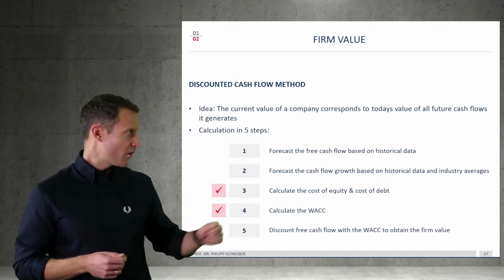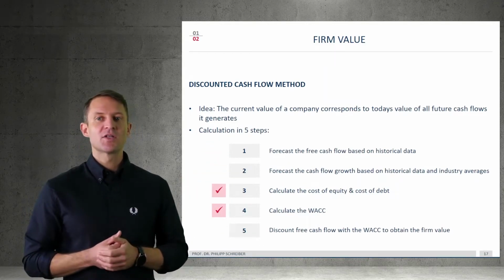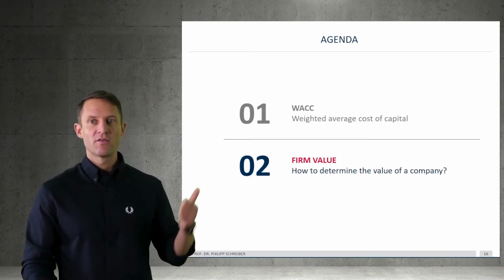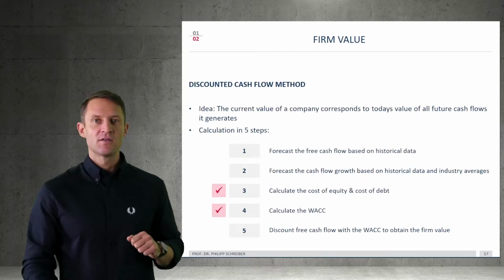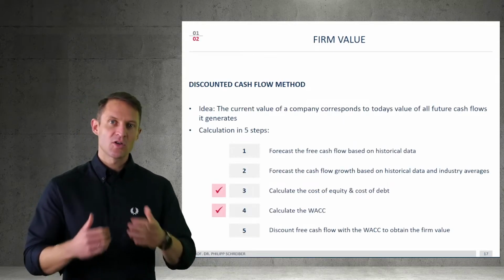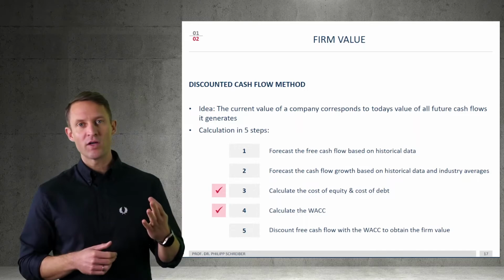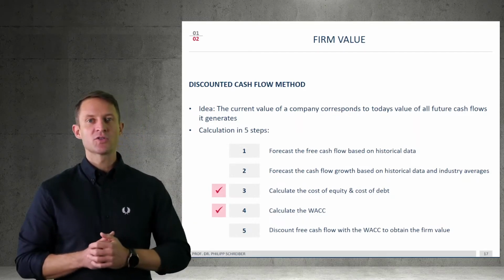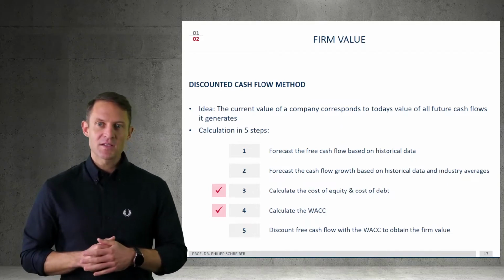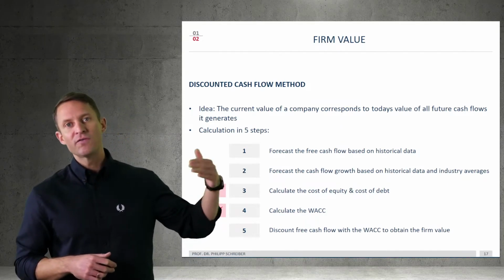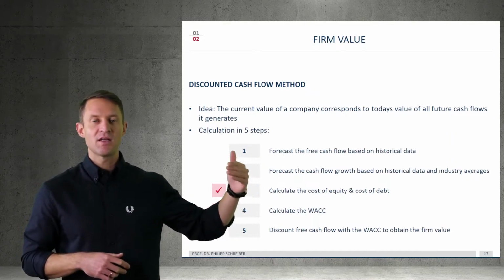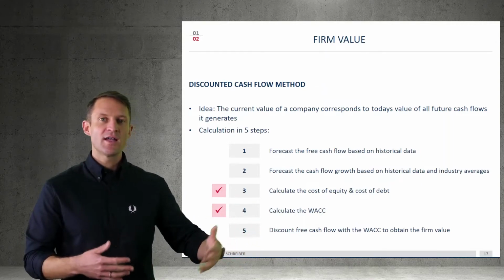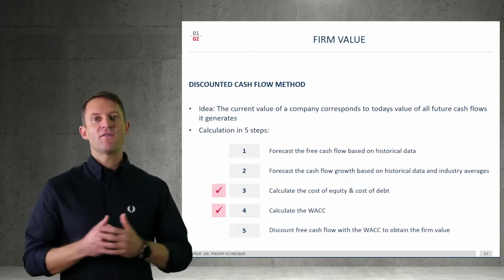Step 3 and 4, I already checked them. Why? Because calculate the cost of equity and cost of debt, we know how to do that from the previous chapter. Why do we need cost of equity and cost of debt? Because step 4 is calculate the weighted average cost of capital. Okay, also checked. We know how to do that. And the last step is now to discount all future free cash flows the company is producing, based on our estimate, to today's value, and add all the numbers up, and then you have the firm value.